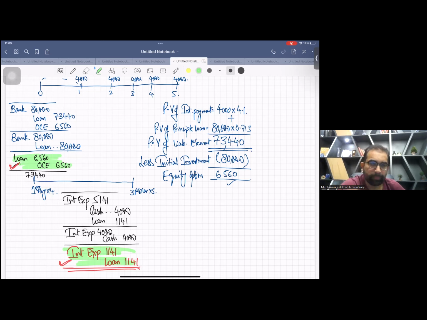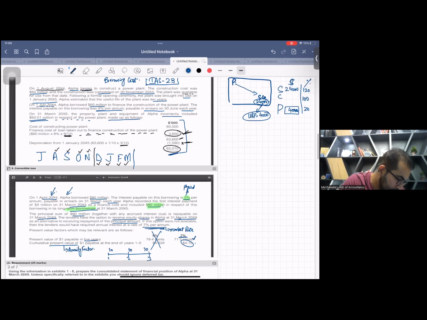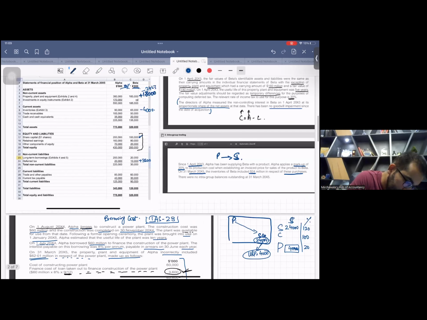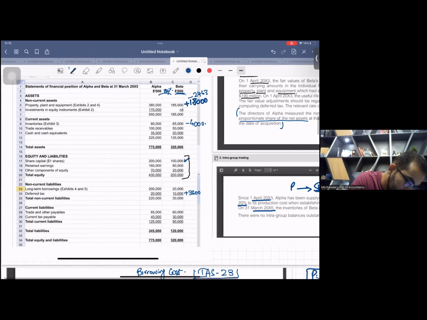Okay, now wait, hold. See, in the first correcting entry you reduce the loan, debit loan, and in the second you credit the loan. Now let's post in the loan account first, on the balance sheet. Loan 65, less 6560 plus 1141. You have to adjust in the loan.